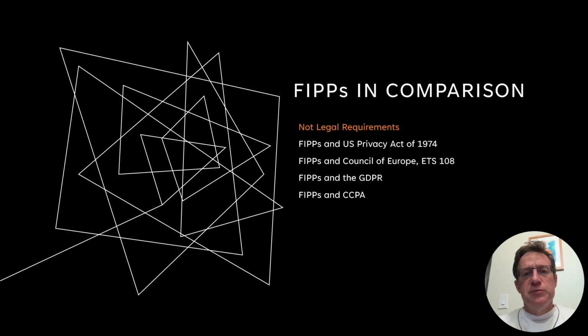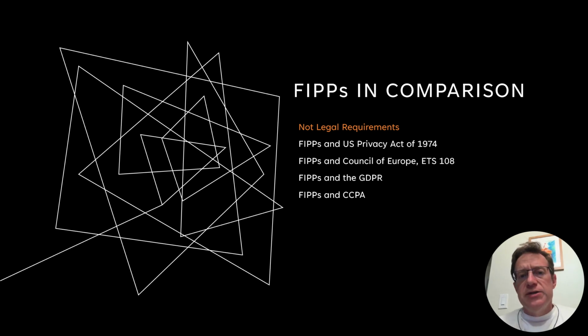The FIPPs principles are not legal requirements in and of themselves. They were written as guidelines on how governments, specifically the US government, should craft its privacy legislation, and in fact, with several of the practices already identified serving as the basis for the US's Privacy Act of 1974 prior to the OECD's publication.